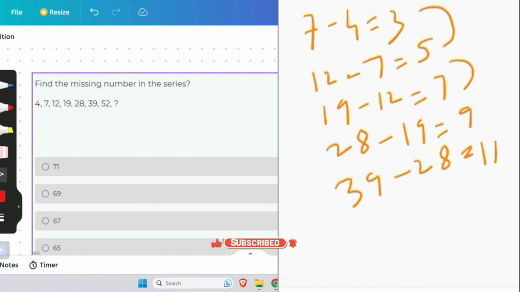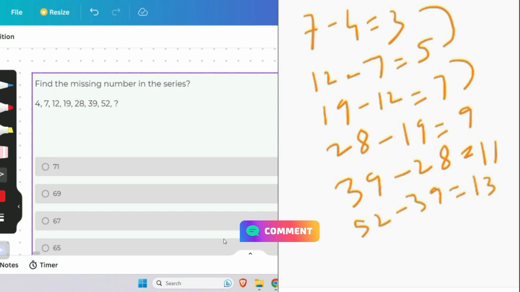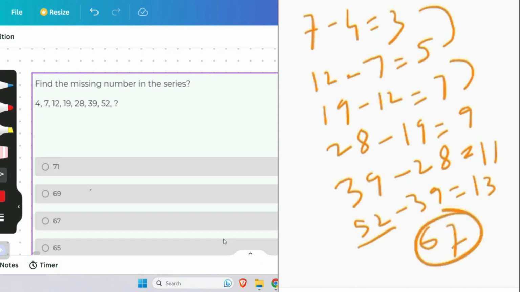And then for the next term, 52 minus 39 will be 13. Then the number should be incremented by 2, so the number to be added to 52 is 15, right? So the number becomes 67, right? So I hope you have got the logic, right? So the option 3 is the correct answer.